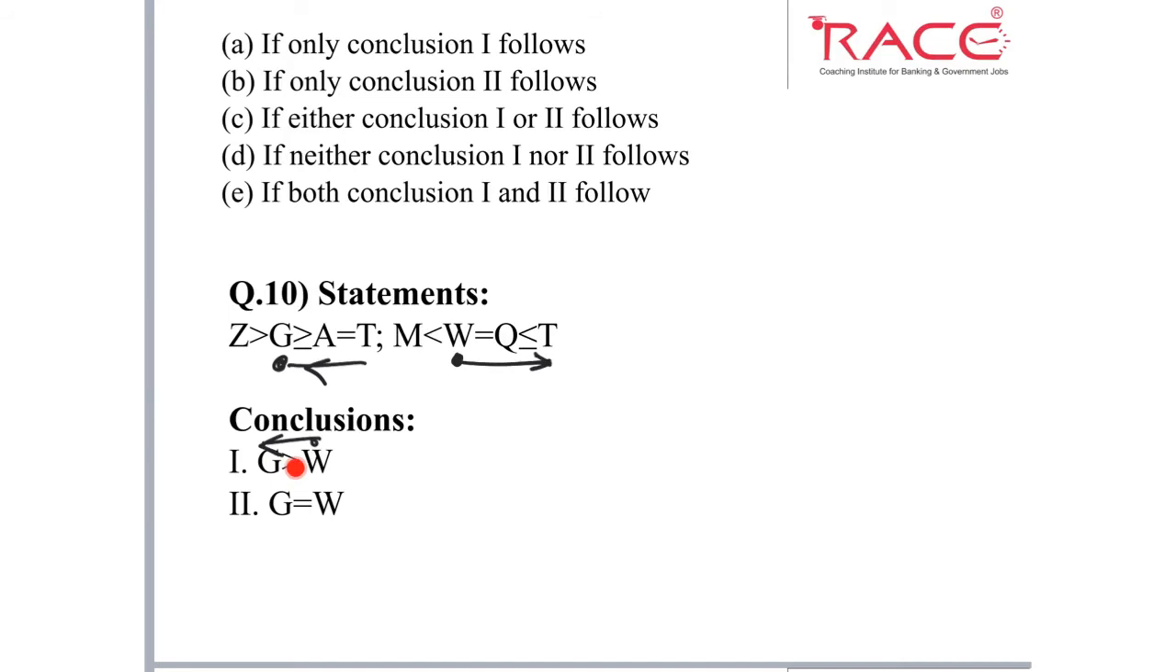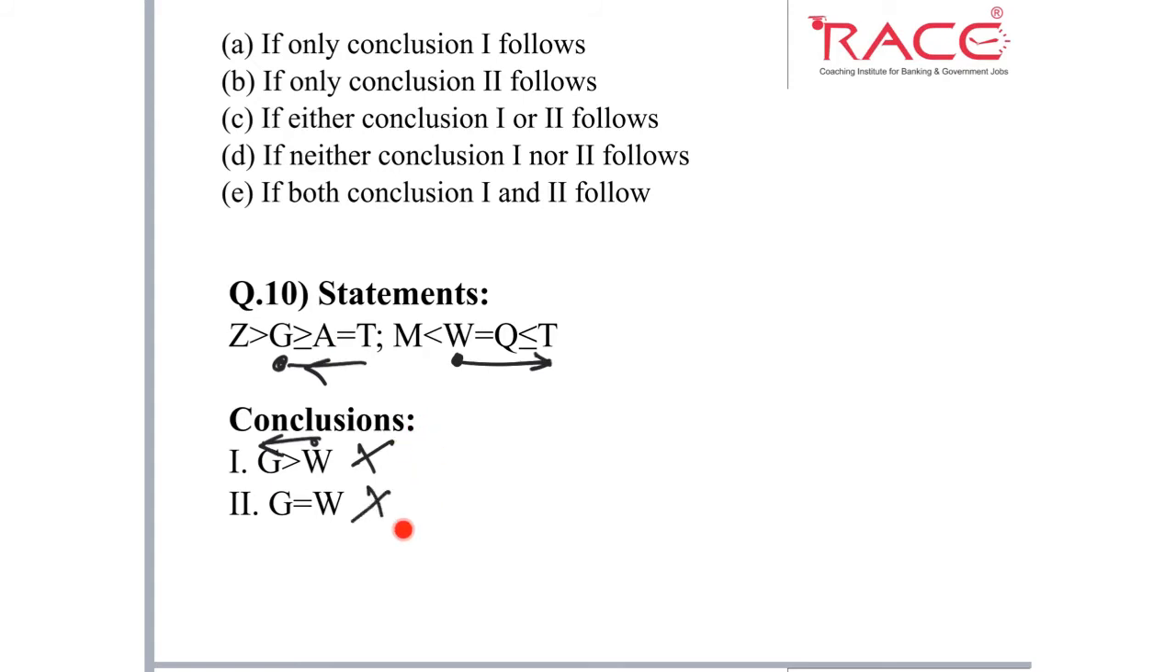So we need the highest priority sign between G and W, but as we can see in the statement, there is no highest priority sign between W and T. So this conclusion does not follow. Again, in this case we have G and W, and we need the least priority sign, that is equal to. But we have here a higher priority than equal to, that is greater than equal to. So this again does not follow.